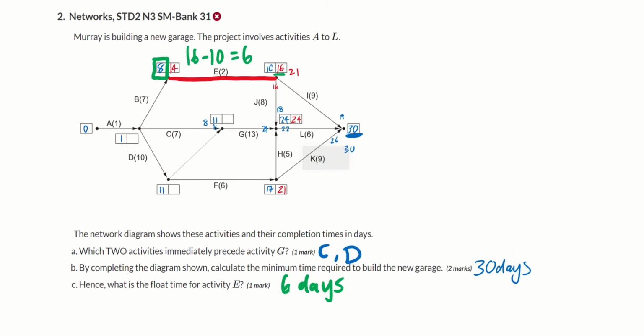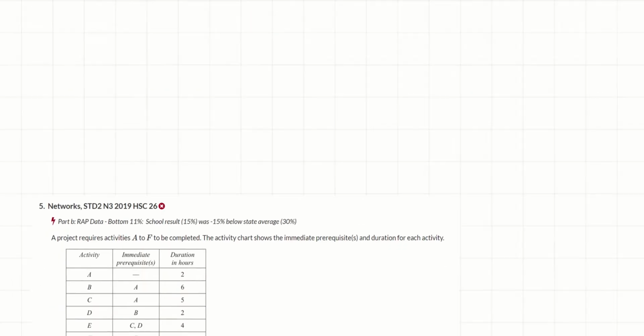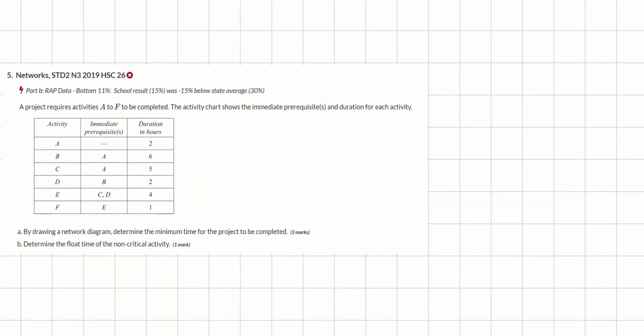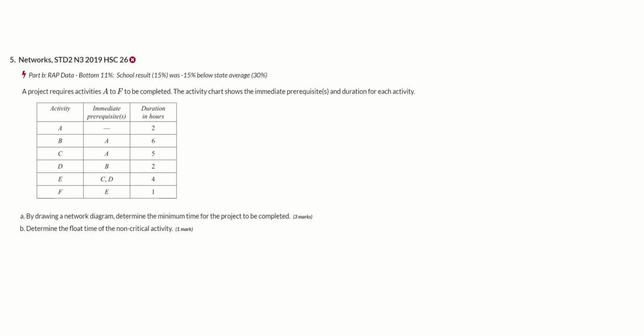Okay, the next one I'd like to go through is question 5, okay? So this one was in 2019's exam, and the state average was pretty awful at 30%, so quite low. So let's have a look at this together. We want to draw a network based on the activity table, okay? So you guys were pretty good at this in class.